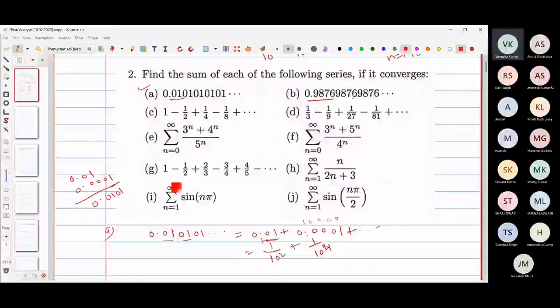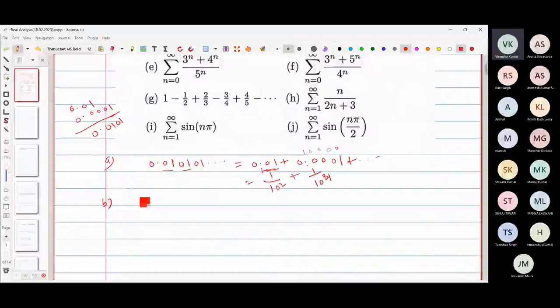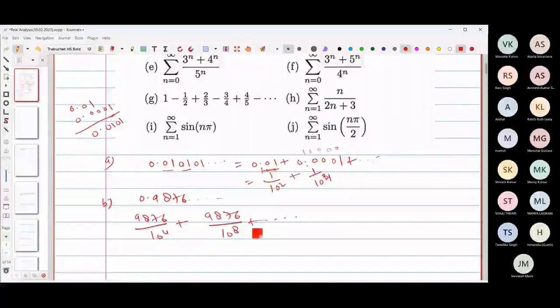You can consider first the 9876 part, and then it will repeat all the way. So you can write it as 9876 divided by 10 to the power 4, plus 9876 divided by 10 to the power 8, and so on. Then you can find the general term, and after that compute the sum of this geometric series. Fine.